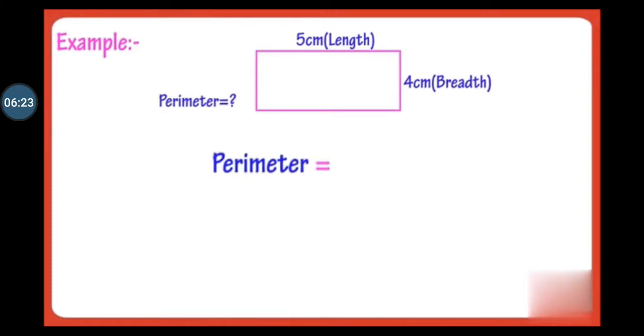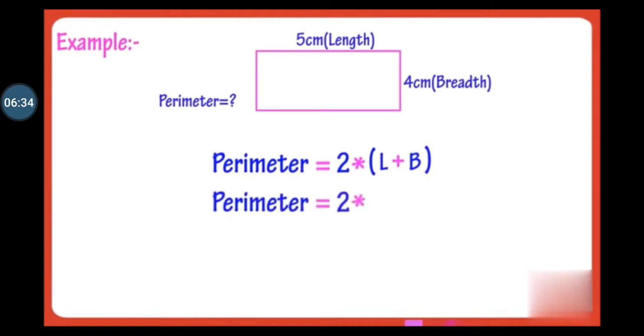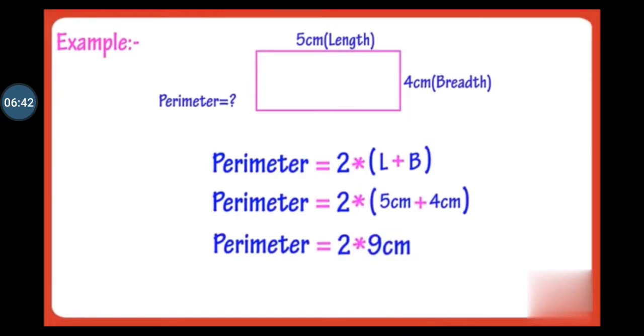Here is one more example to find out the perimeter. We have 5 centimeter as length and 4 centimeter as breadth. To find out the perimeter, we can use the formula 2 multiply length plus breadth. So we have to add length and breadth, that is 5 centimeter plus 4 centimeter. After adding, we get 9 centimeter and we multiply it by 2 and we get 18 centimeter.